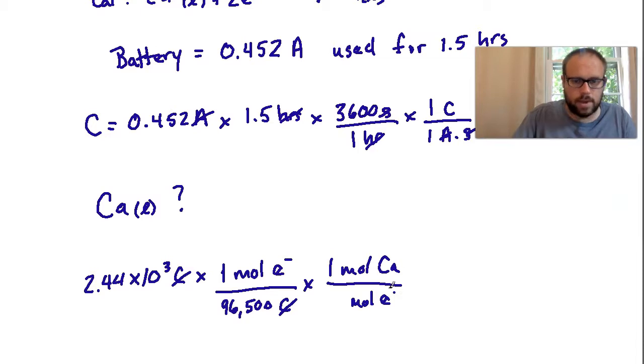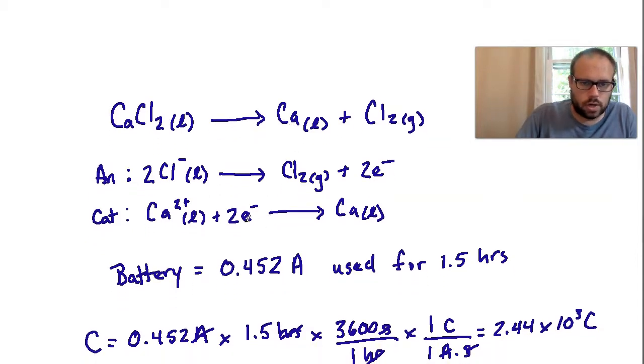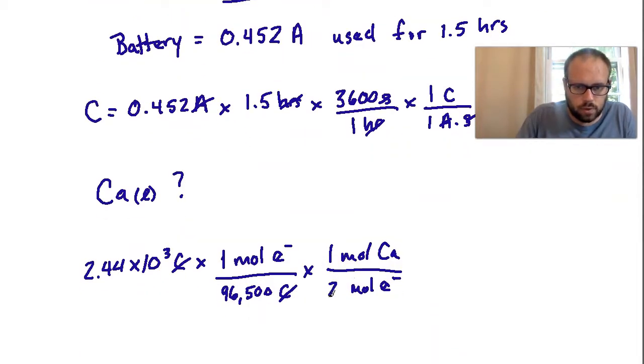So we have to look at how many electrons were actually transferred here for a mole of calcium. Well, 1 mole of calcium, based on this equation here, has 2 electrons being passed back and forth. So for every 2 moles of electrons, I'm going to get 1 mole of my molten calcium. And then the last thing I need is the molar mass for calcium.